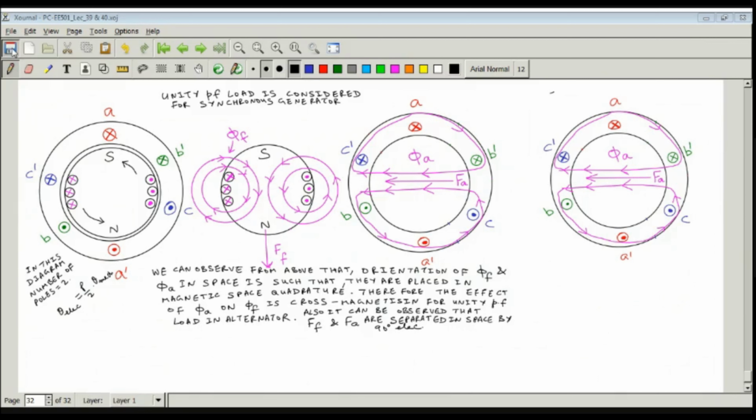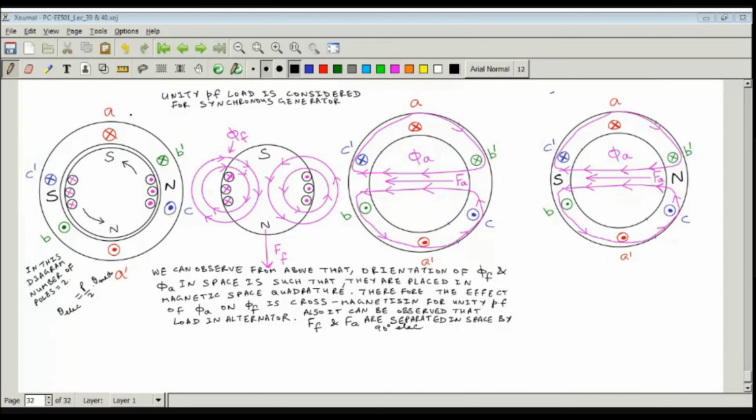So you can actually figure out where the north and south pole will be developed on the stator core. You can see lines of flux are leaving here, so this is your north pole, and here lines of flux are entering, so this is your south pole. Now what do you find? This south pole on the stator core and this south pole on the rotor core, they will repel each other.